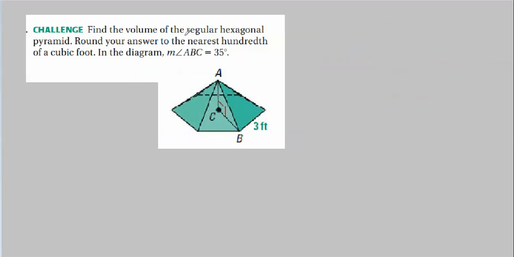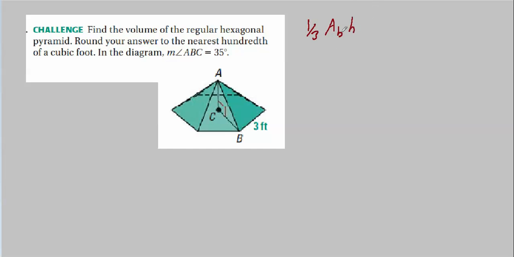Well, what we have here is the regular hexagonal pyramid, and I think they want us to find the volume. Yes. Well, it'll be just like what it always is, 1/3, and that's the nice thing about writing it as the area of the base, because it doesn't matter what the base turns out to be. In this case, it's a hexagon, times the height.